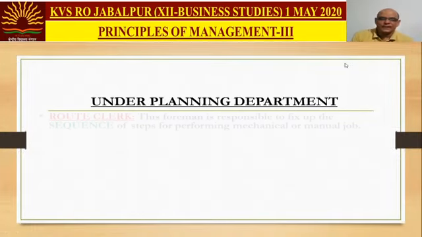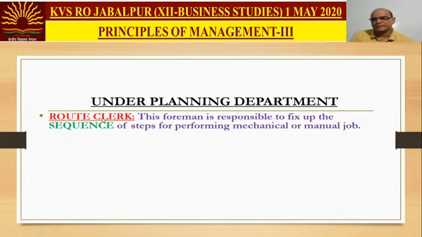In planning department, there are route clerks. Dear students, their main functions I have highlighted in bold letters in green font. Route clerk was supposed to fix up the sequence of steps of performing the mechanical or manual job. इनका काम ये था कि ऑपरेशनल चार्ट बनाना, एक फ्लो चार्ट बनाना कि कौन सी चीजें किस सीक्वेंस में की जाएंगी, एक उनका ऑर्डर तैयार करना. This was the work of route clerk.